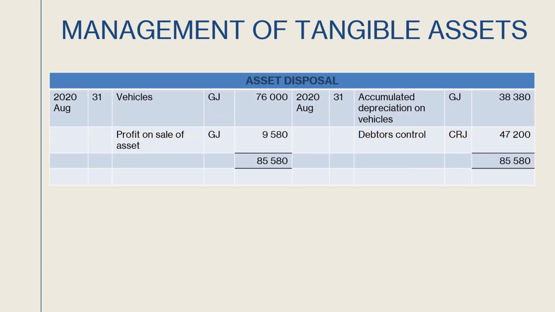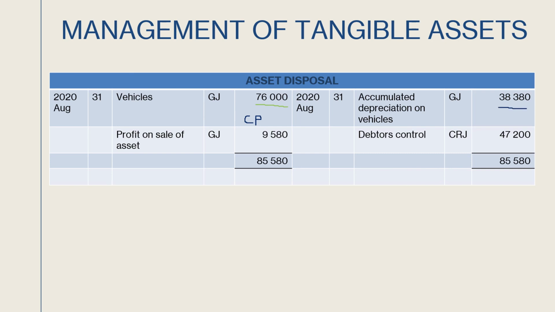Then this is what your asset disposal account is going to look like. On the debit side, you have the vehicles. Okay, this is the vehicle that you have disposed of. This is going to be the cost price. All right, on the debit side, we have the cost price of the vehicle. Then on the credit side, the accumulated depreciation on the vehicles.